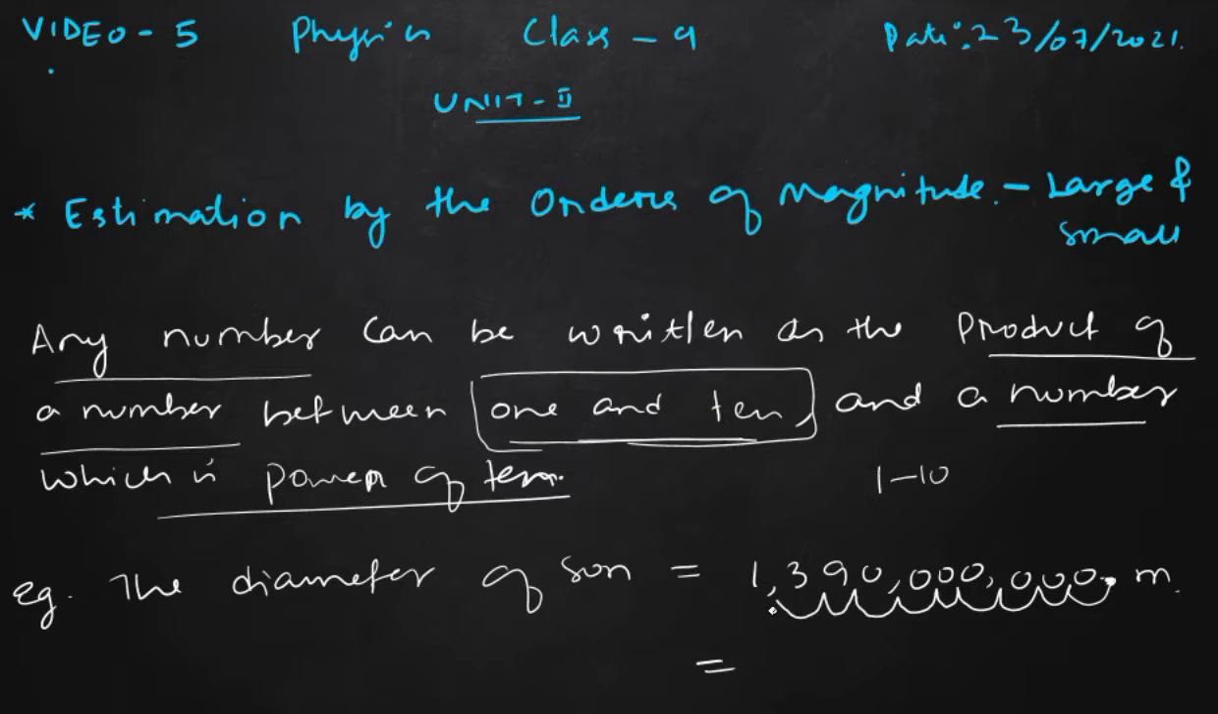So how do we write this? 1.39 times 10, for how many places has the decimal moved? It has moved 9 decimal places. That means 10 to the power 9 meter. So in this way we have to write it.